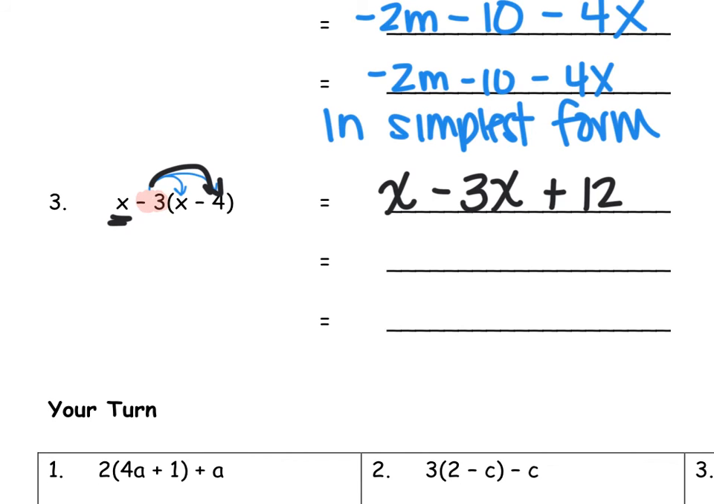We can see that we have two like terms. We have an x and a negative 3x. When we combine those two together, we get negative 2x plus 12. There is no more, we can't simplify that any more than it already is, so we're just going to leave it. Okay? And remember that the your turns we're going to do in class together.